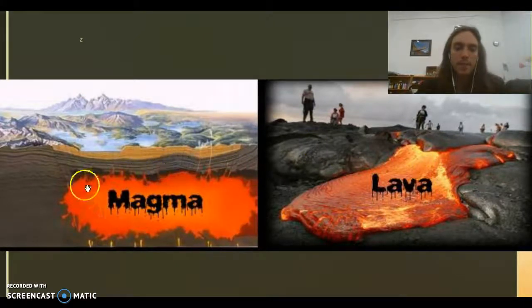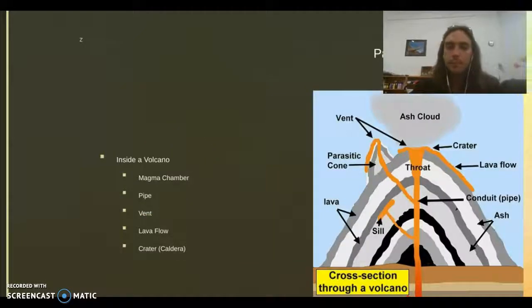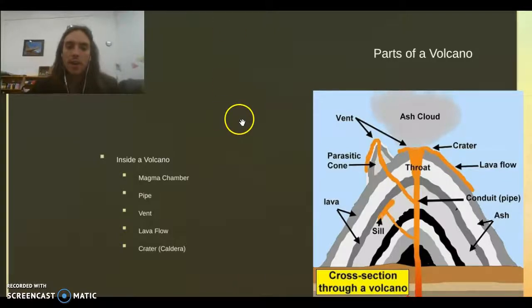And then we've got magma here. It's a big reservoir of molten rock underneath the Earth's surface, and it gets pushed up to create these hot spots, and lava comes out of there. So let's look into the anatomy of a volcano.